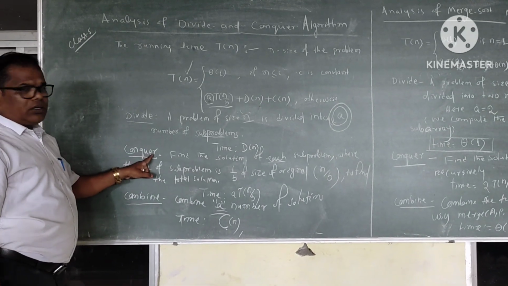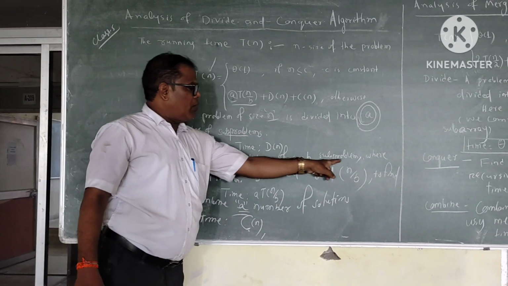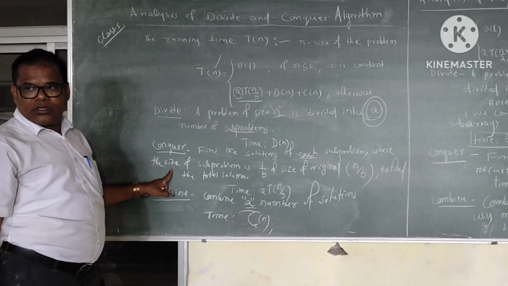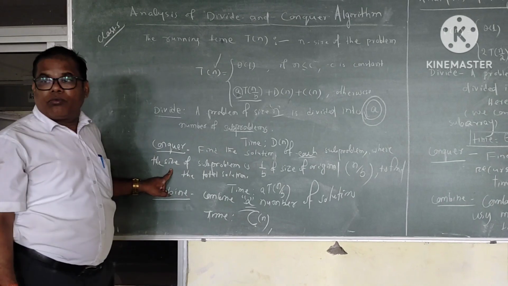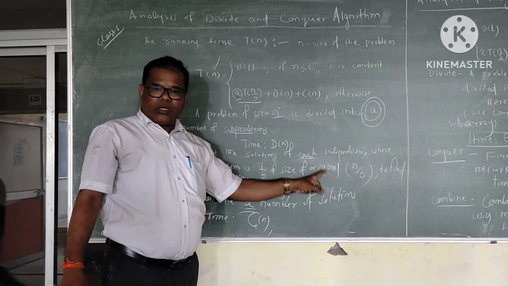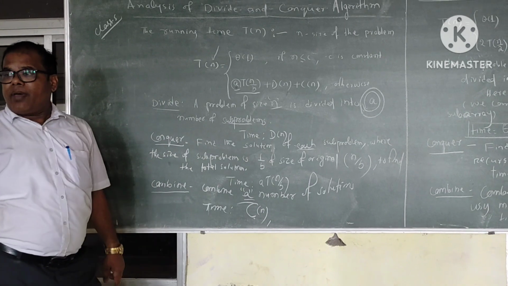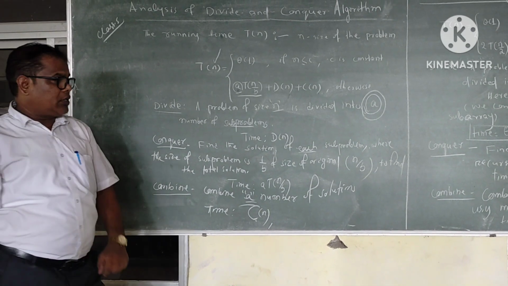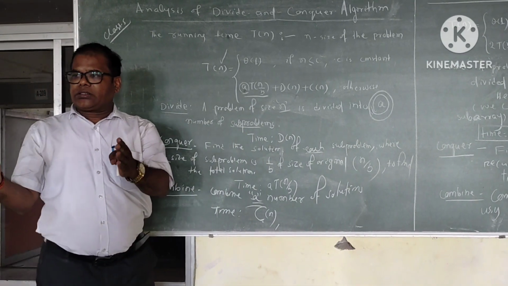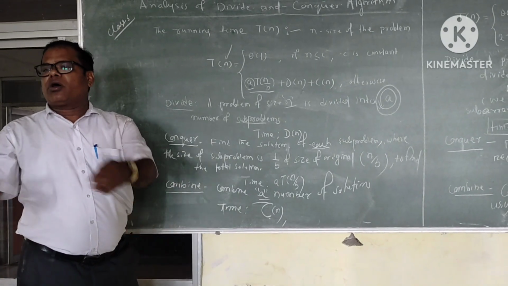Now coming to the solution of this problem: find the solution of each subproblem. The size of each subproblem is 1 by b of the size of the original. If the original size is n, then we can write it as n by b. n by b is the size of the subproblem, and a is the number of subproblems. We are not only focusing on merge sort; we may apply this divide and conquer approach to other problems.